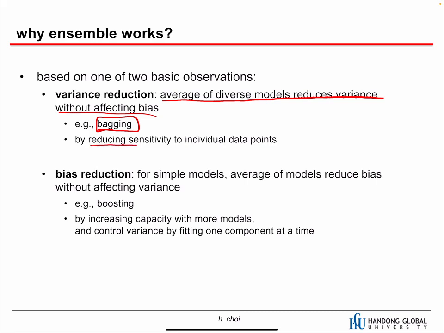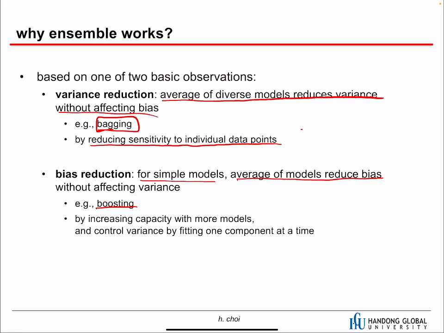So it reduces the sensitivity of individual data points. So it's more robust. So finally, it minimizes the error. Especially when we use boosting, we can reduce the bias effect. For some simple models, average of models reduce bias without affecting variance.